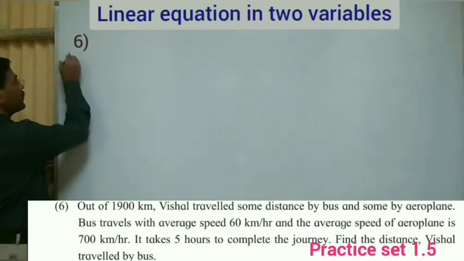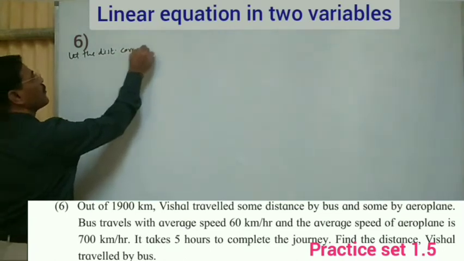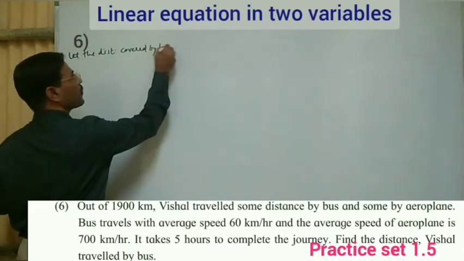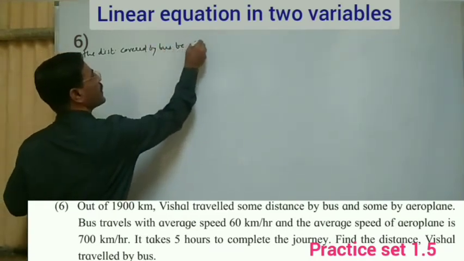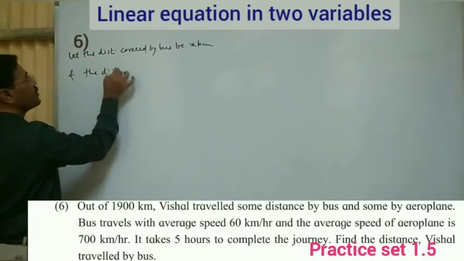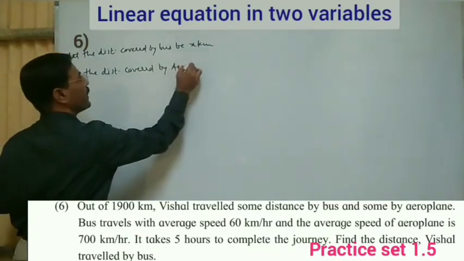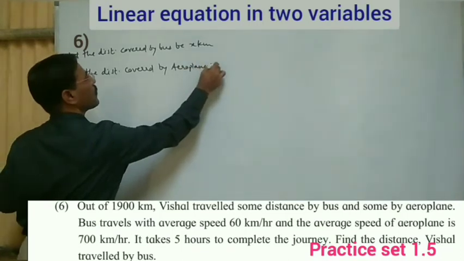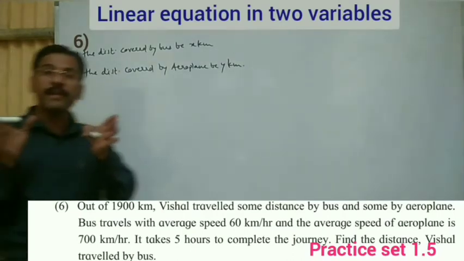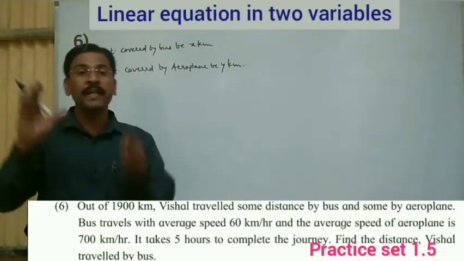Let the distance covered by bus be x kilometer, and the distance covered by aeroplane be y kilometer. In all, the total distance covered by Vishal is 1900 kilometer.